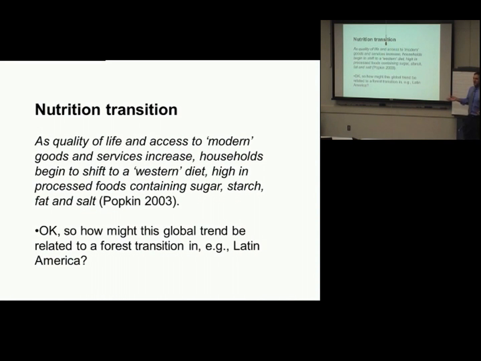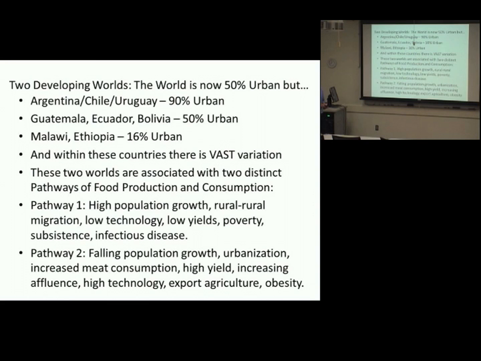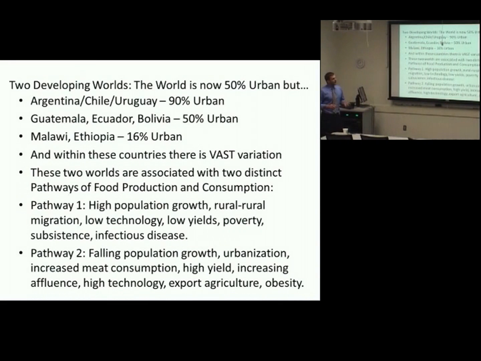So what does this mean? You might be familiar with our colleague at the Population Center, Barry Popkin, defining nutrition transition as quality of life and access to modern goods and services. As this increases, households begin to shift to a Western diet, high in processed foods containing sugar, starch, fat, and salt. So, what does this mean for forest transitions? And let's give the example of Latin America, which is where I do have some data to show, and where forest transitions are quite dramatic and compelling.